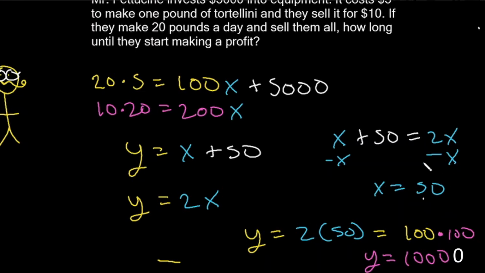And the reason we don't have to multiply this 50 by 100 as well is because we divided this entire expression, which is y, we just divided y by 100 at the start, and we didn't actually divide our x by 100. It will take 50 days for them to start making a profit, and they'll have to bring in $10,000.